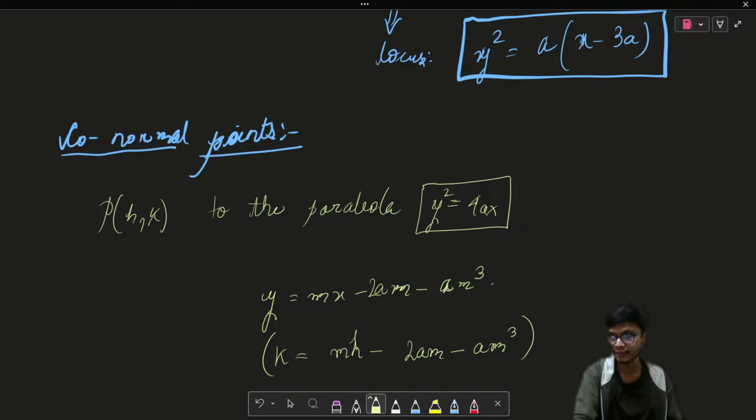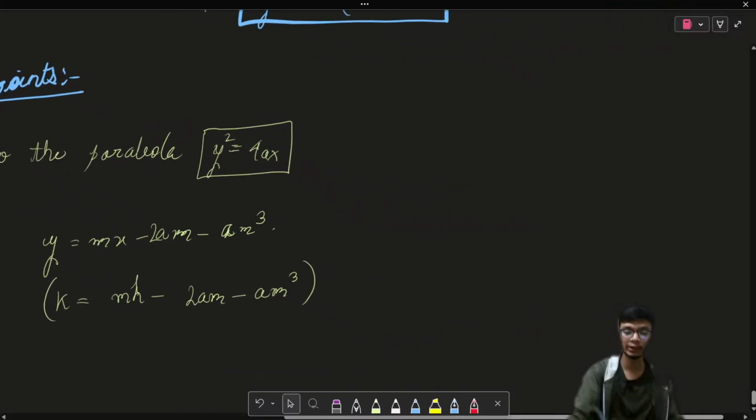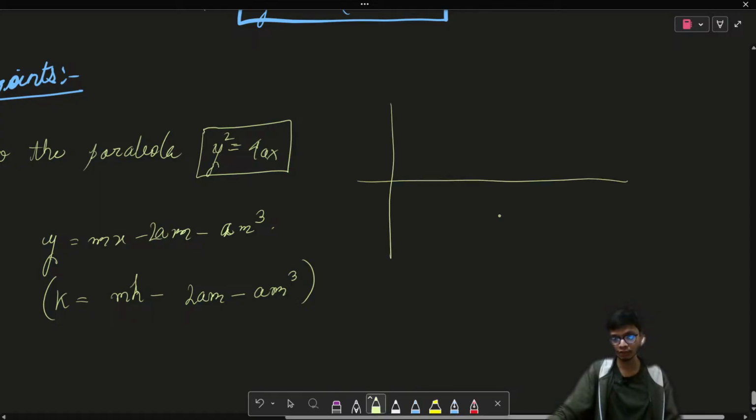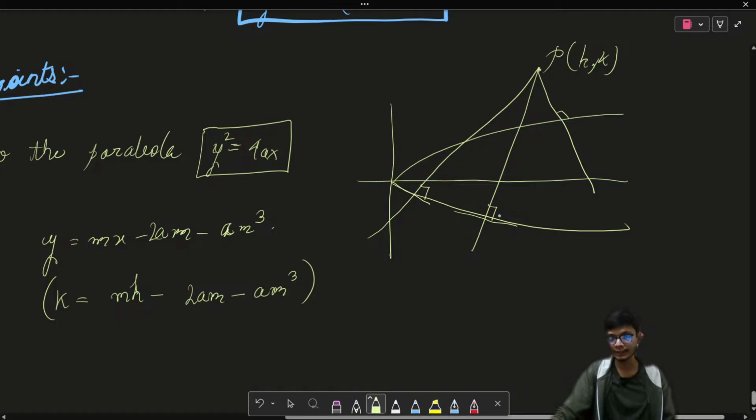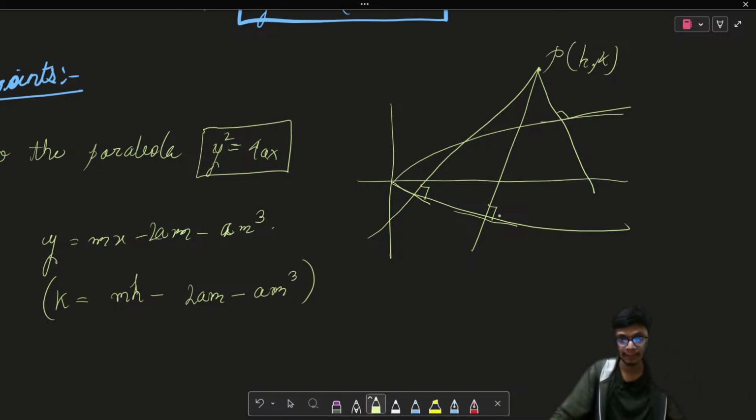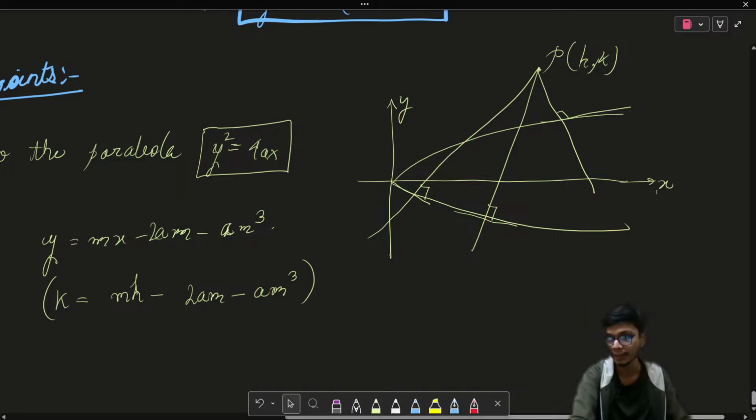Now, what I can easily see, as I was also seeing in the last question, is that if I take any point h comma k, which is outside or inside, I don't care, and try to draw normals to this parabola, then I can see that there are three sets of lines which are going to represent the normals to this parabola. Okay, so there are three sets of normals that I can draw from a point h comma k to a given parabola. Since this is a cubic equation, that means there will be three solutions of m.